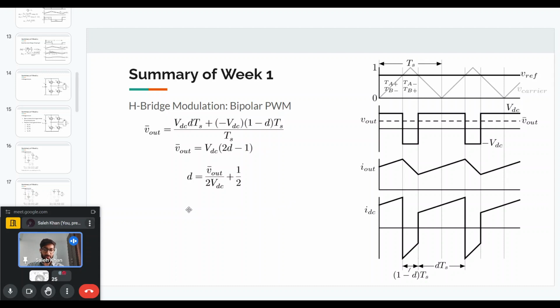And based on this equation, we can find what the value of D will be, which in this case, as I said, D is equal to VREF.